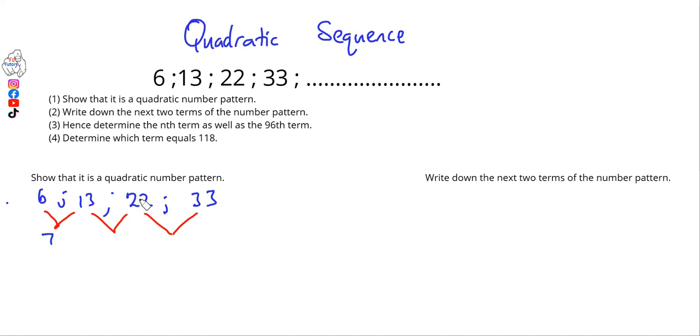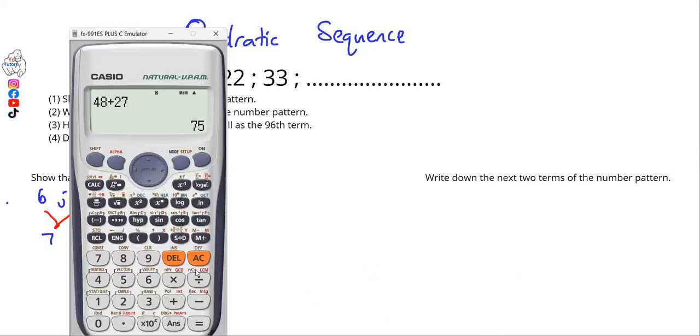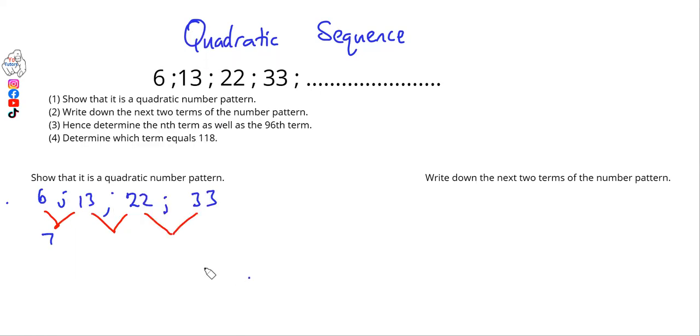Then if we say 22 minus 13, it's going to give us 9. Okay. 33 minus 22 is 11. Then we can subtract again for the second difference. What do we get here? We're going to get 2. Here also we get 2.